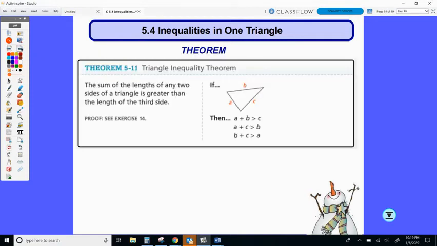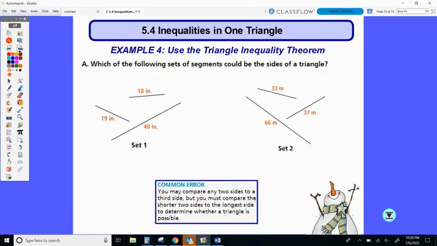All right, so now my triangle inequality theorem states that the sum of the lengths of any two sides of a triangle has to be greater than the third side so that it creates a triangle. Okay, so A plus B has to be greater than C, A plus C has to be greater than B, and B plus C has to be greater than A. Otherwise it will not create a triangle if that's not true.